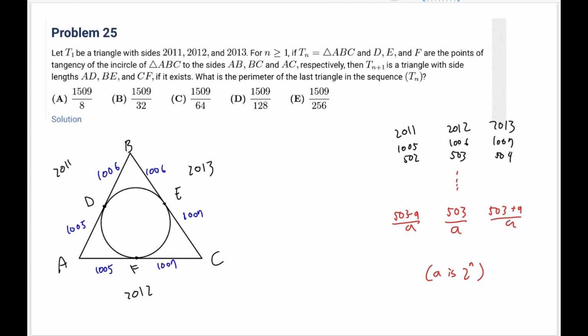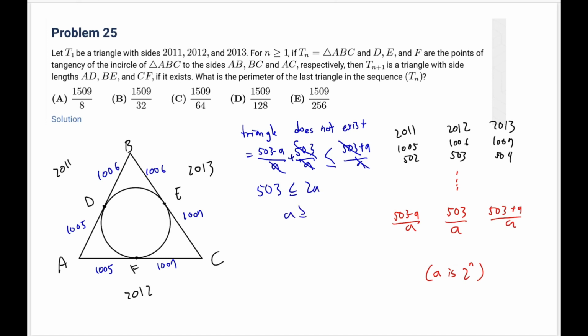And so the first time that the triangle does not exist would be when the sum of these two is less than or equal to the third, right? So (503 minus a) over a plus 503 over a is less than or equal to (503 plus a) over a. So these could be erased, and these would cross out. 503 is less than or equal to 2a, so a will be greater than or equal to 251.5.